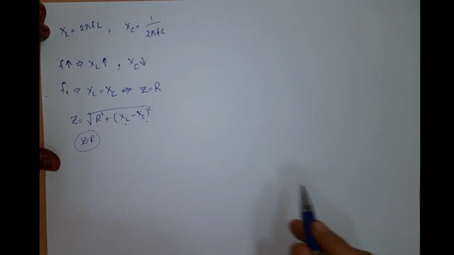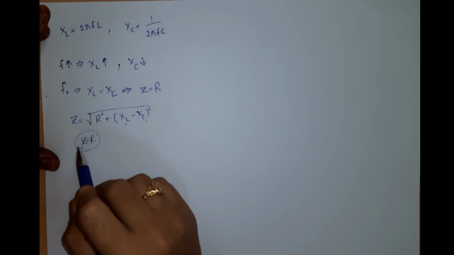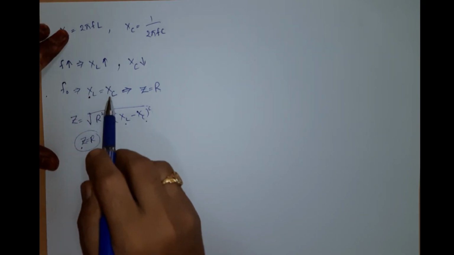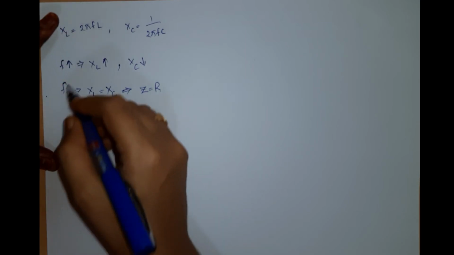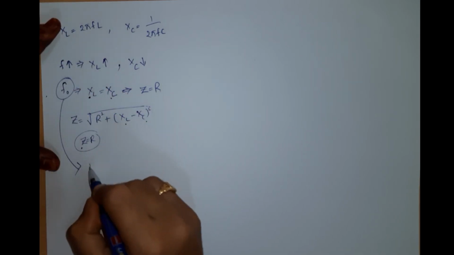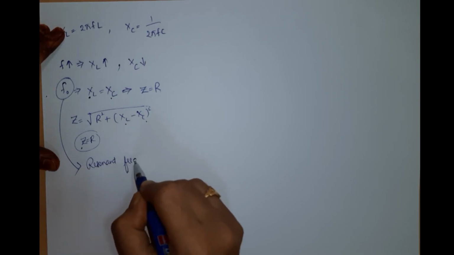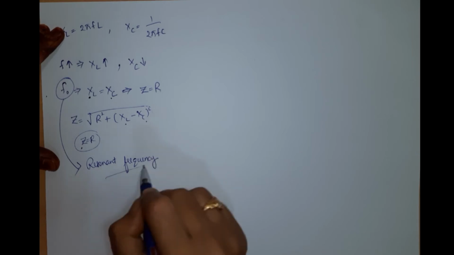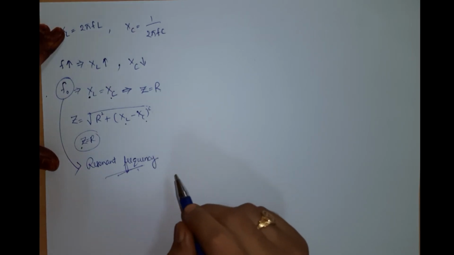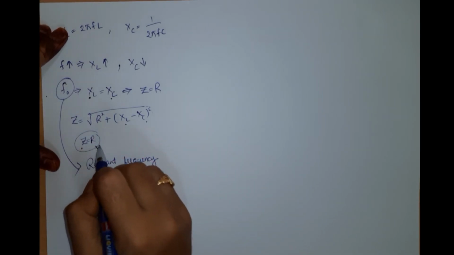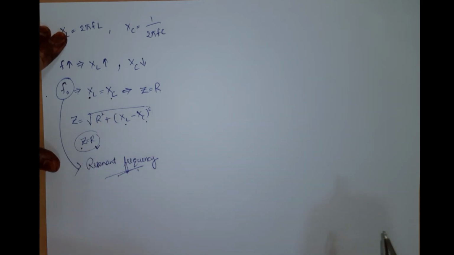So, the frequency at which inductive reactance will be equal to capacitive reactance is called the resonant frequency. And the circuit is said to be in resonance at that particular frequency. Right? So, at resonance, we can tell that Z is minimum. We will see all those things in the later classes.